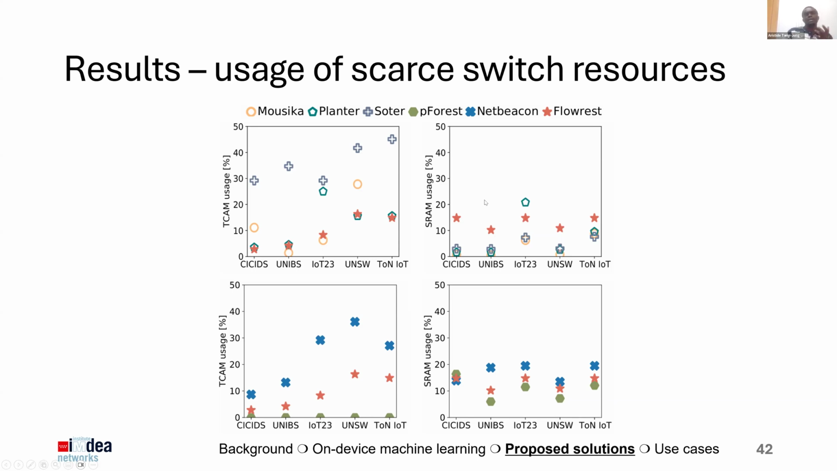But of course, if we look at SRAM, we do use more than the stateless solutions, because the stateless solutions don't store anything. They don't use stateful memory because they don't store anything. So because we store a lot of things to be able to compute stateful features, we use more SRAM, but TCAM is the more expensive one. So being able to optimize for use of TCAM is actually more important in this case.